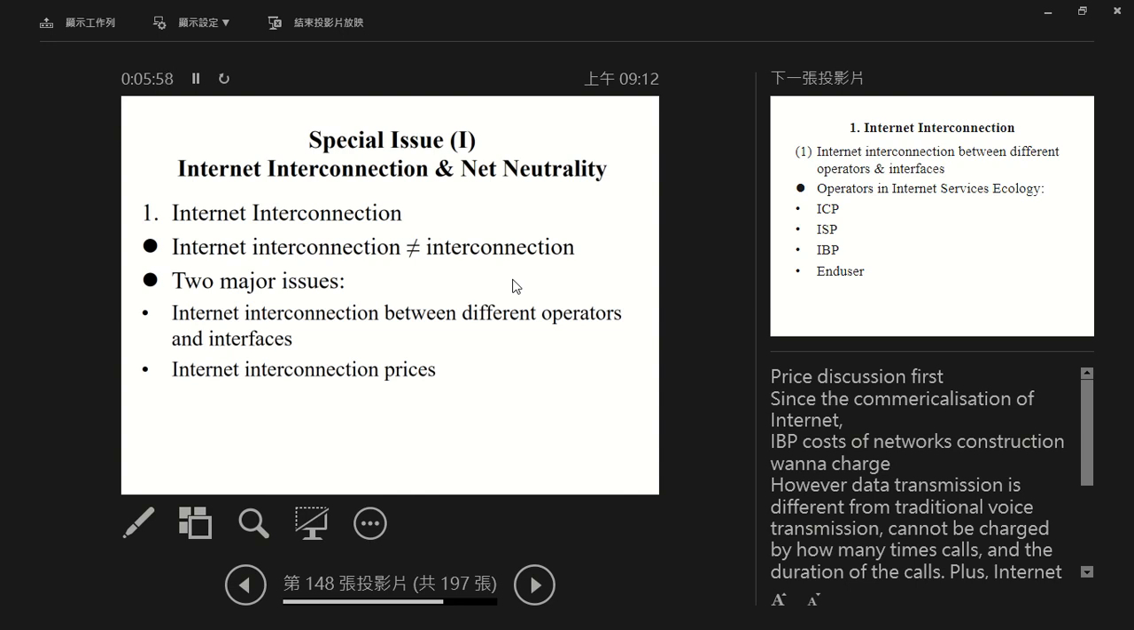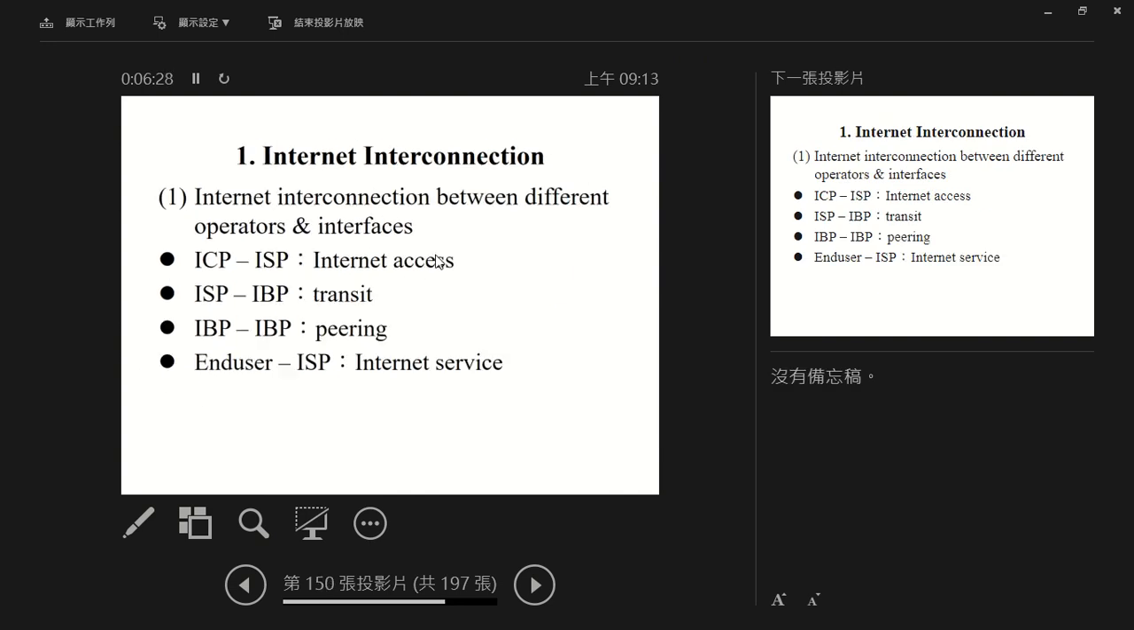This week we are going to continue our discussions about several specific issues about telecommunications regulation. So last week we are on our first topic, the internet interconnection and net neutrality. And just to give you a very quick review.